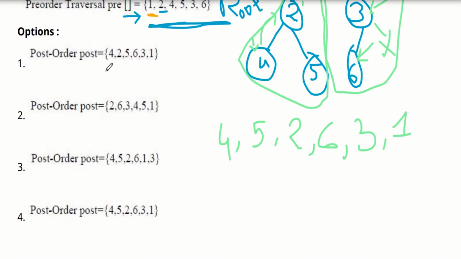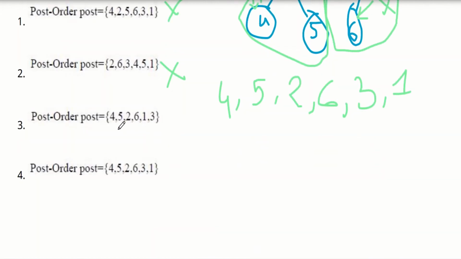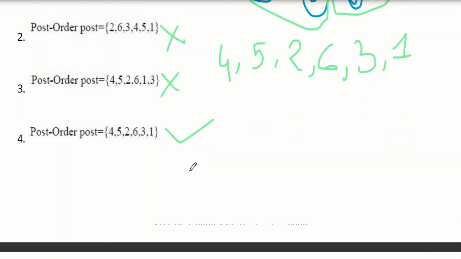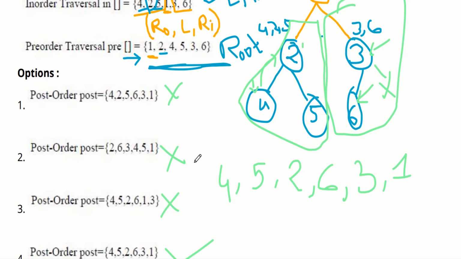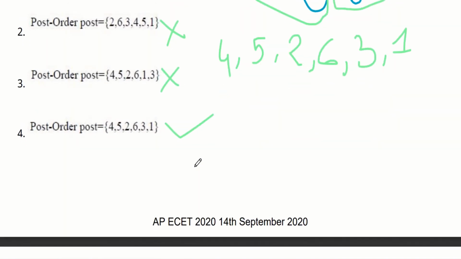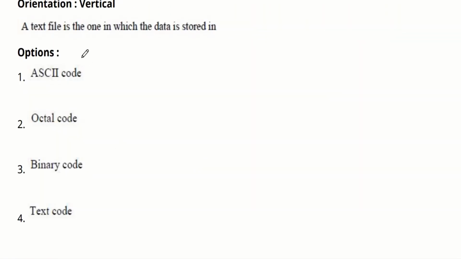4, 5, 2, and 4, 2, 5: this is wrong. 4, 5, 2, 6, 3, 1. Here it is 6, 1, 3, so wrong. 6, 3, 1 is the correct option. Do practice on it, else you may forget in time. So let's move to the next question.